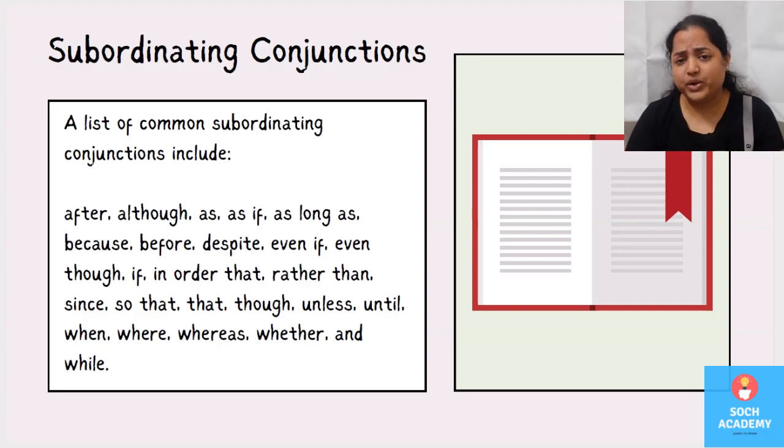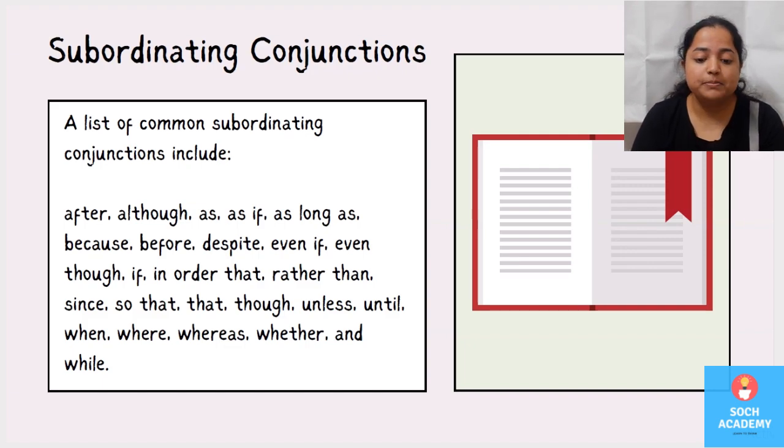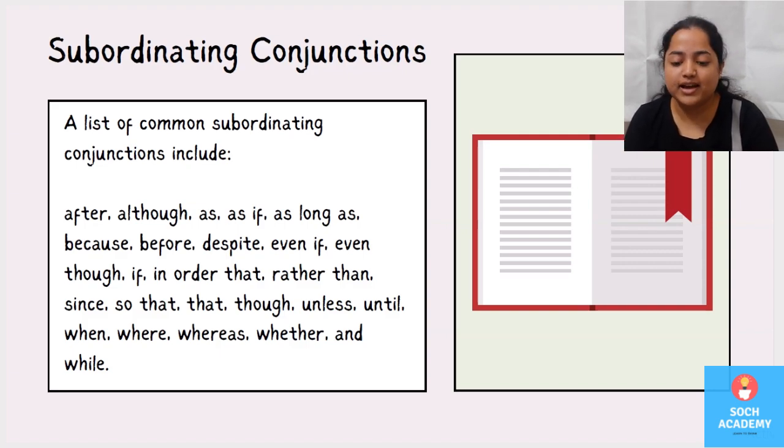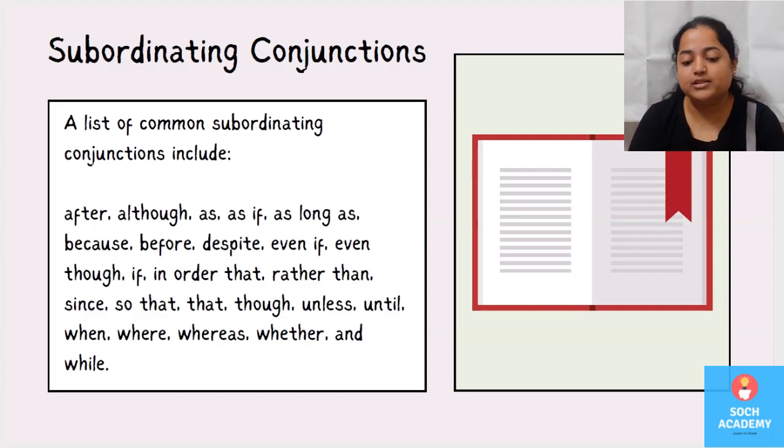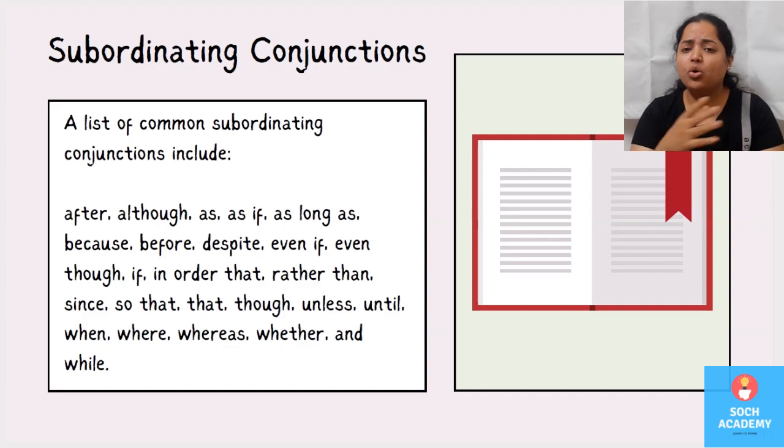Now, how to identify whether a conjunction is a subordinating conjunction or not? Here is a list of common subordinating conjunctions, which includes after, although, as if, as long as, because, before, despite, even if, even though, if, in order that, rather than, since, so that, though, unless, until, when, where, whereas, whether, and while. So this is a long list, but I have mentioned some of the common conjunctions. But if you learn the FANBOYS conjunctions properly, then all the other conjunctions are subordinating conjunctions.